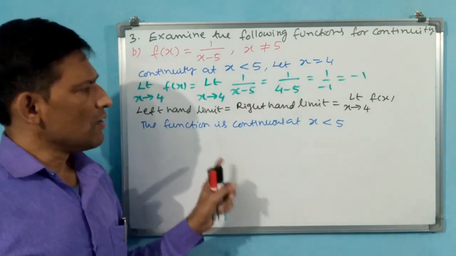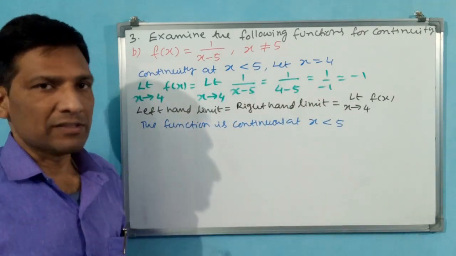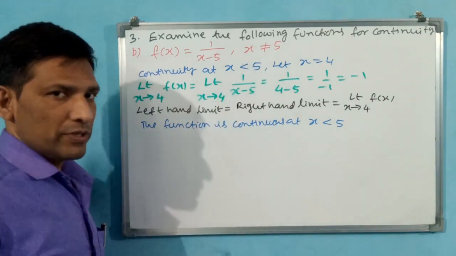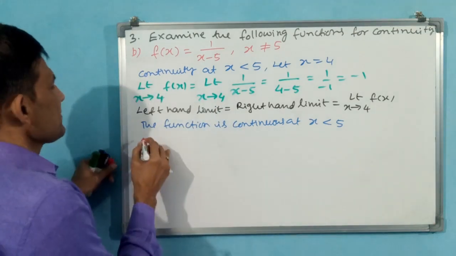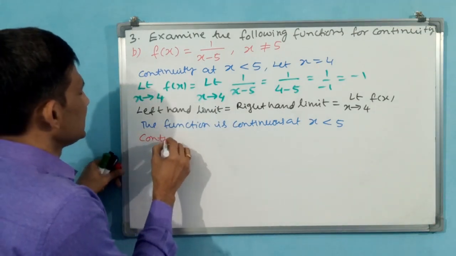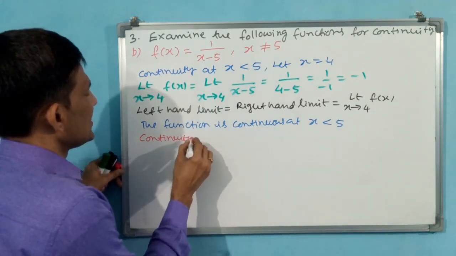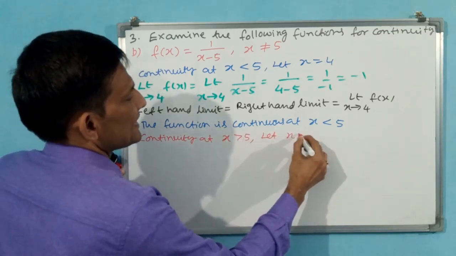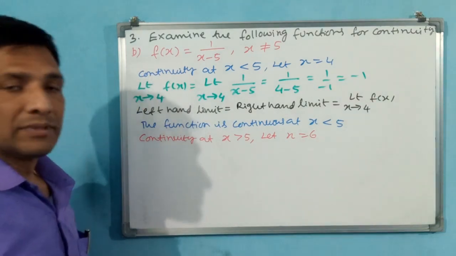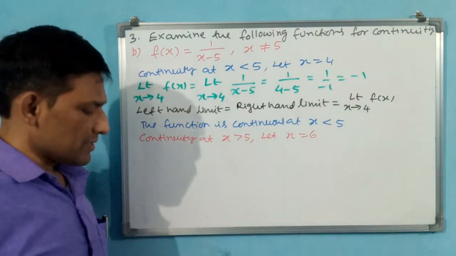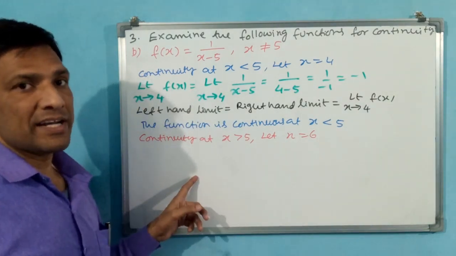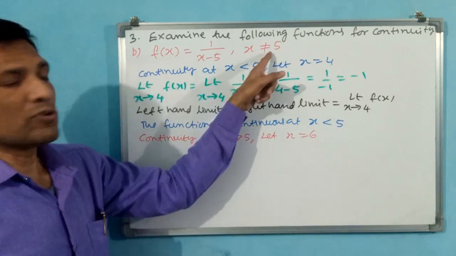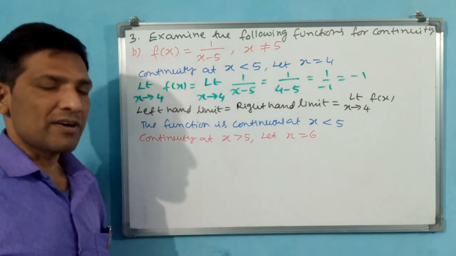We have confirmed. We will confirm now at x is greater than 5 also. Why? Because x is equal to 5 we should not take it. Okay. Let us proceed further. Continuity at x is greater than 5. Let x is equal to 6. Is it okay? Yes, definitely okay. Why? Because we are seeing continuity at x is greater than 5. X is less than 5, finished. X is greater than 5, we will see. X is equal to 5, we should not see, because the function is not defined there.